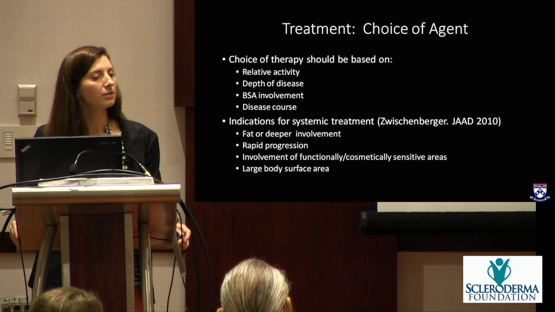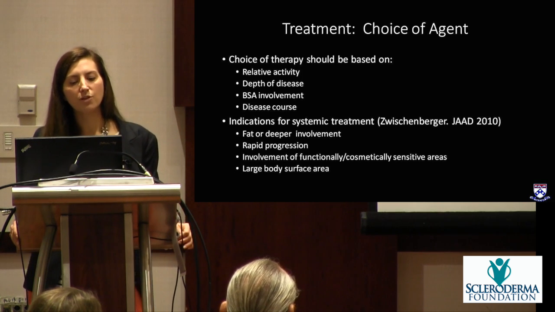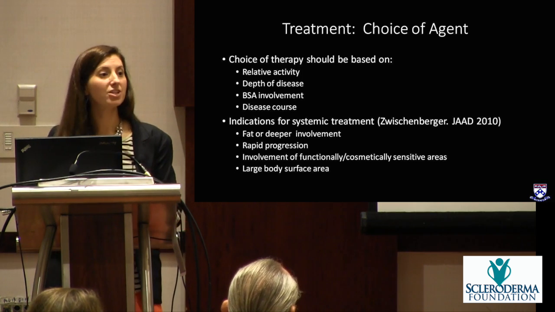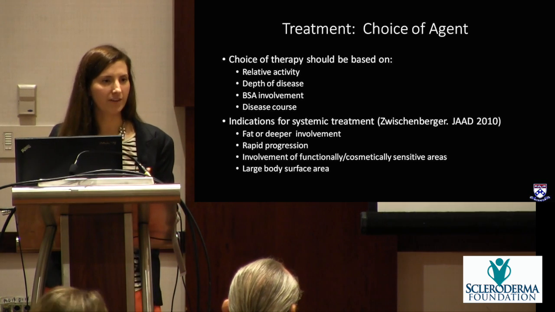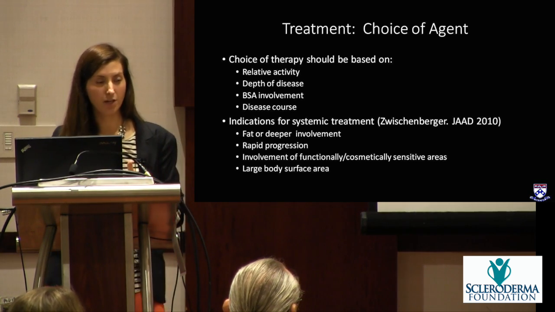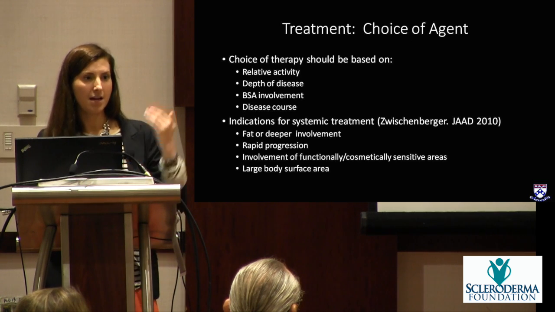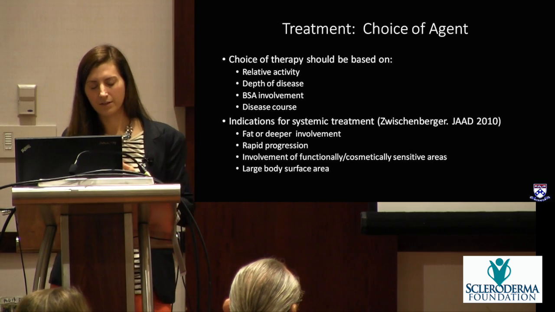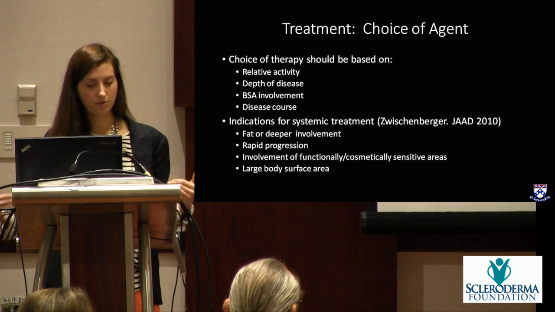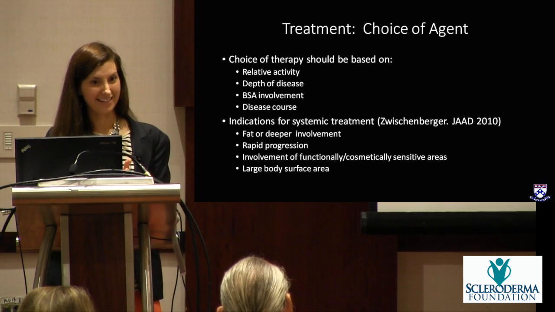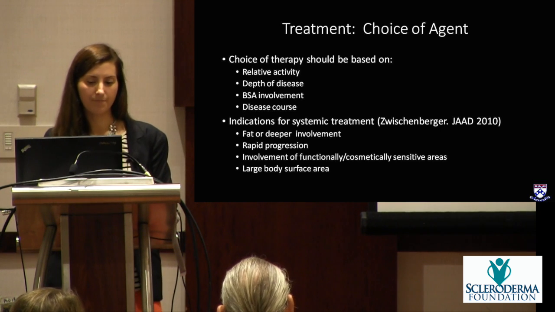How do we choose how we're going to treat this? The choice of therapy is based on how much activity there is and the depth of the disease. Is this deep morphea? Is this linear morphea or such? Location of disease: is this overlying the scalp or the face? Body surface area: is this generalized or not? And disease course: is it progressing very rapidly or not?